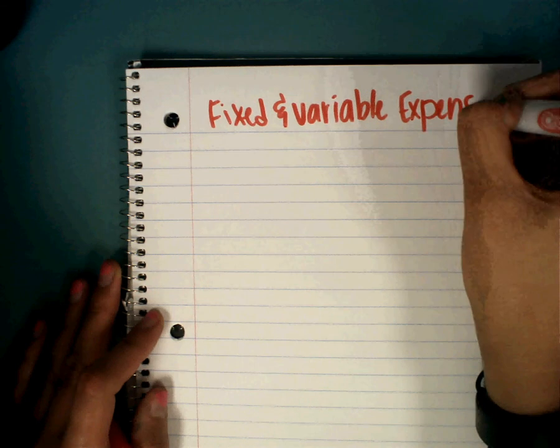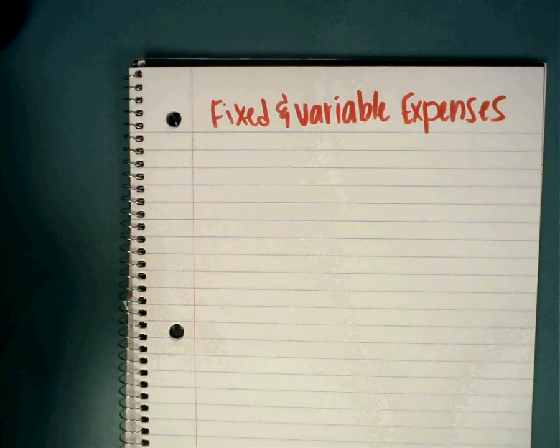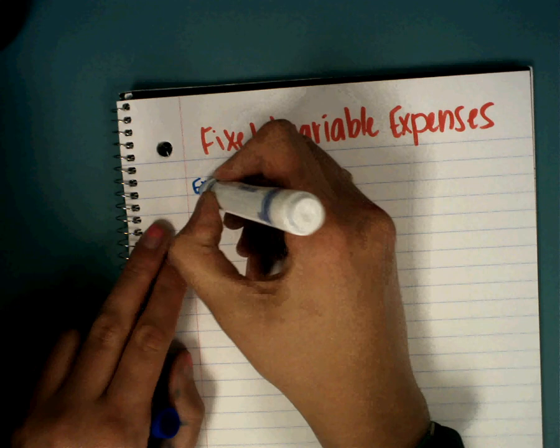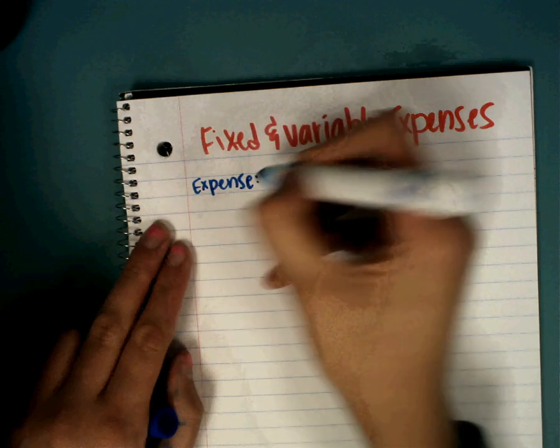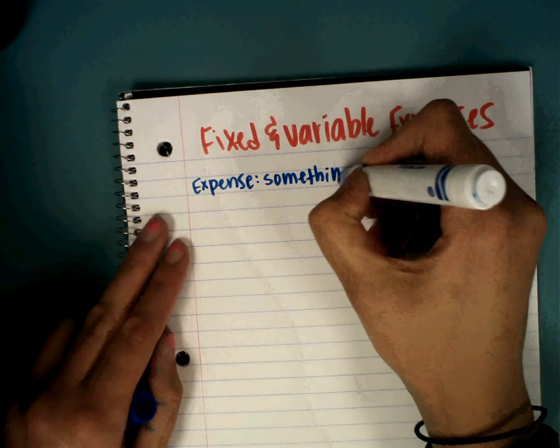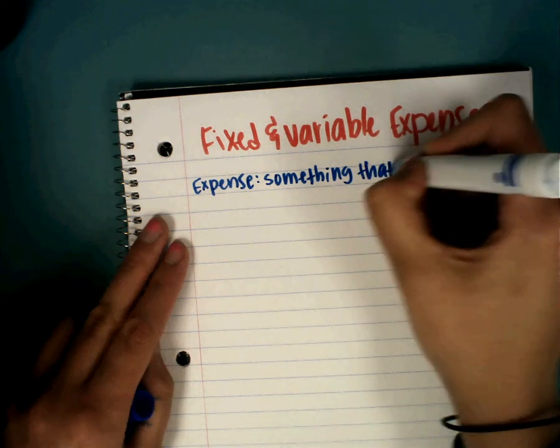Okay, remember an expense is something that you have to pay. So an expense is something that you have to pay for. It's something that costs you money. So let's go ahead and have that definition down. Man, I am struggling. I need some more colors. Okay. So expense is something that costs you money.